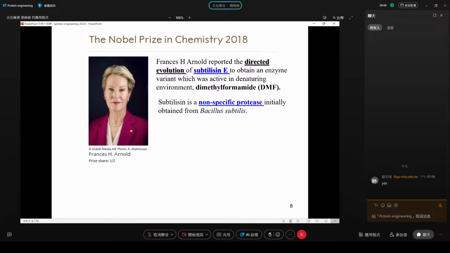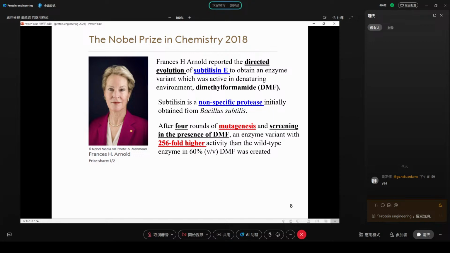They started to work on subtilisin. It's a non-specific protease, but a very powerful protease purified from Bacillus. It's subtilisin, and they hoped to go through mutagenesis to screen for any subtilisin that can survive in buffer containing DMF.